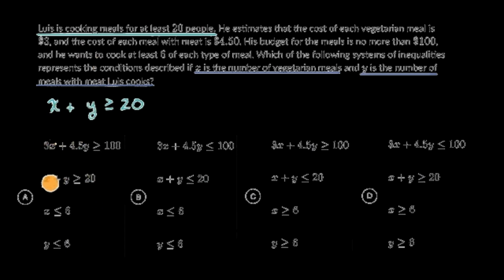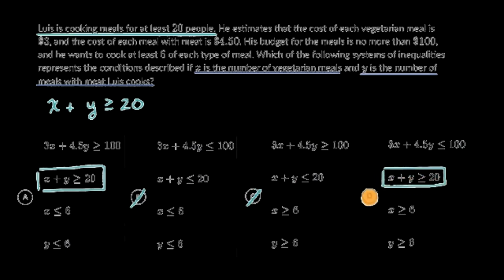And so we can see that X plus Y is greater than or equal to 20. That's in choice A. It's actually not in choice B, so we can already rule out choice B. They have less than or equal to 20 here. Same thing for choice C, so we can rule that out. And then choice D does have that, so we are still in the running.